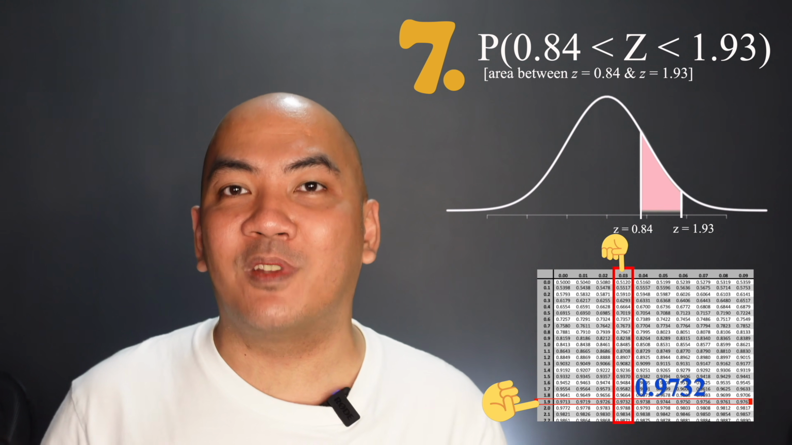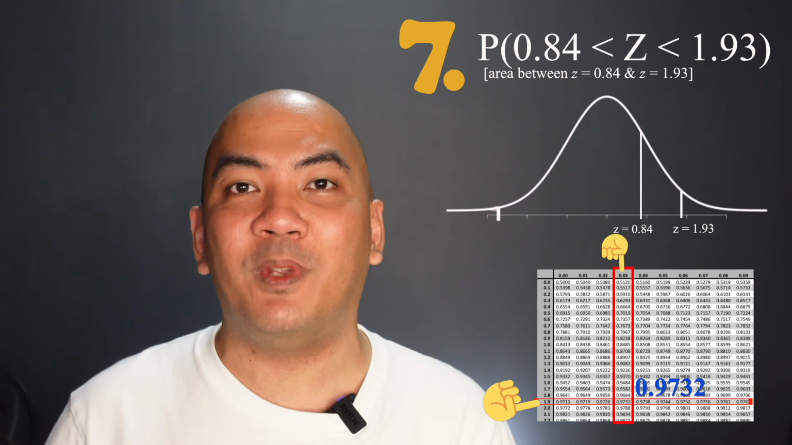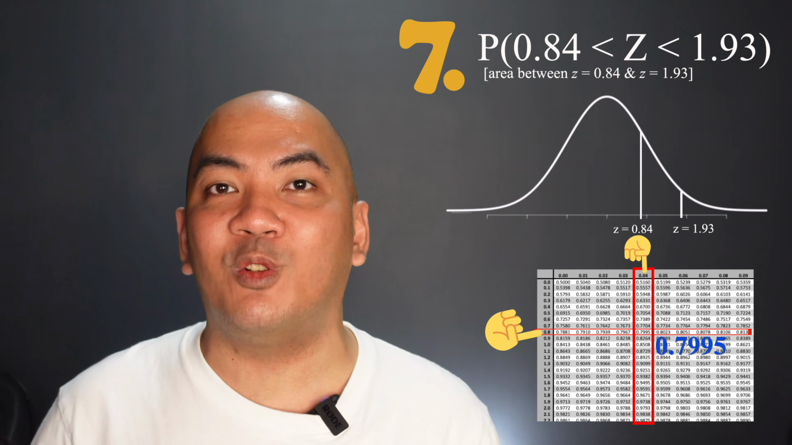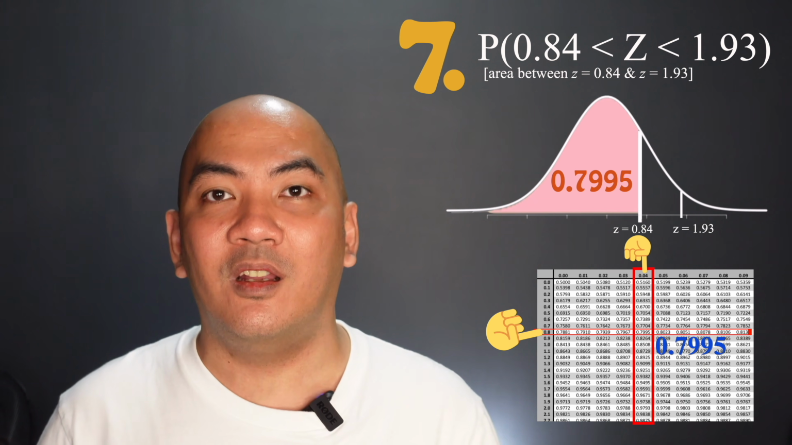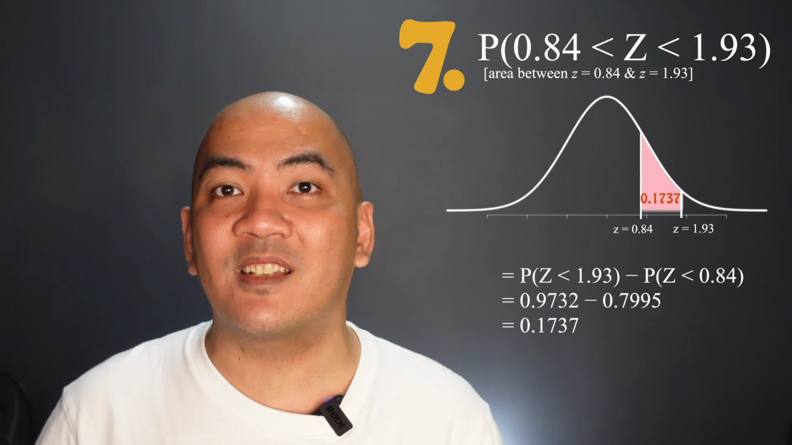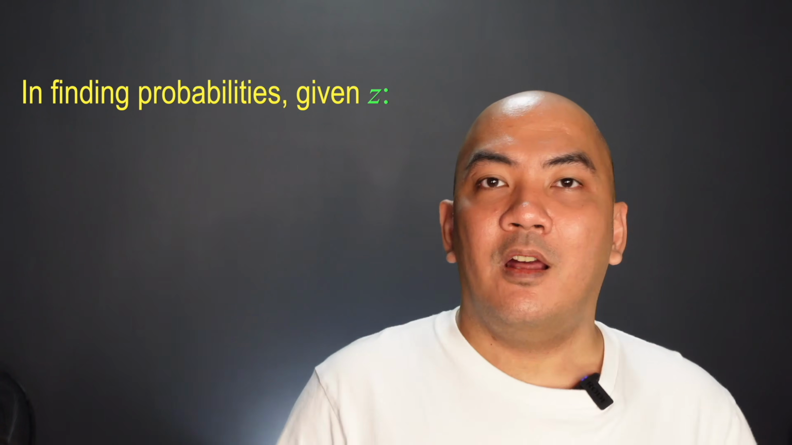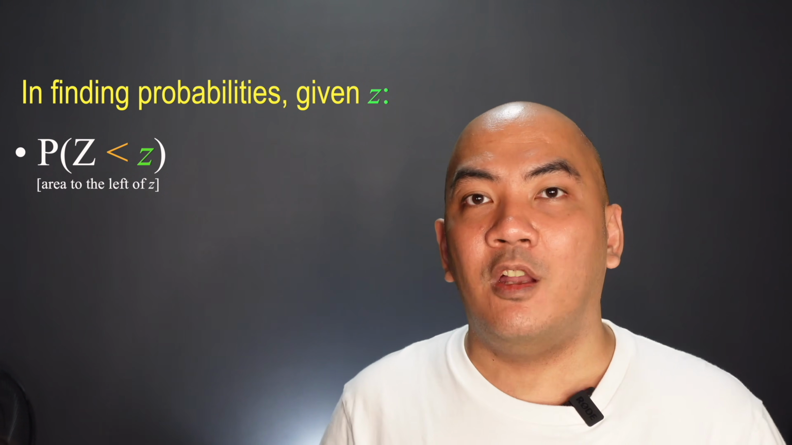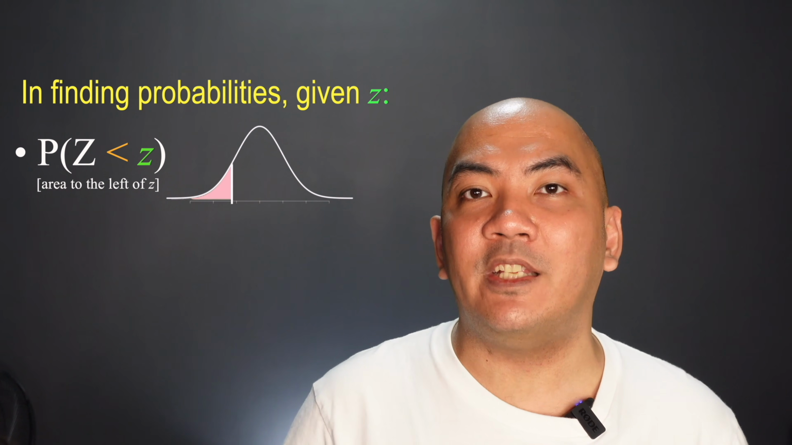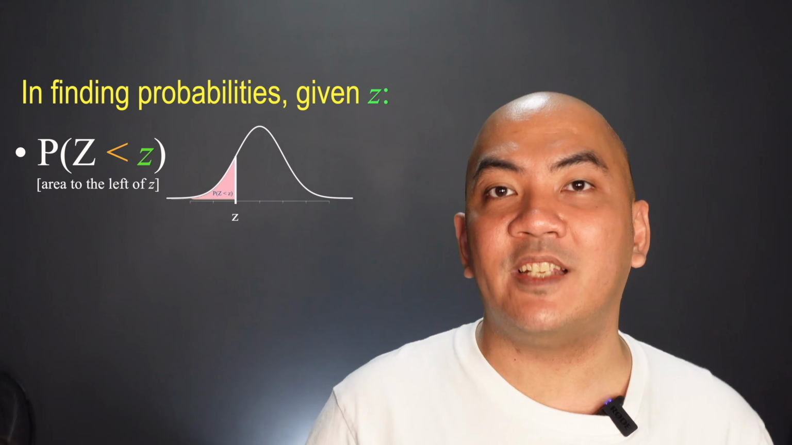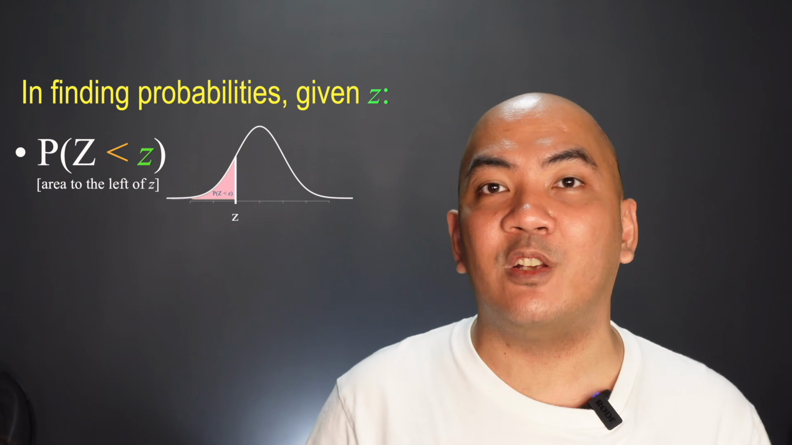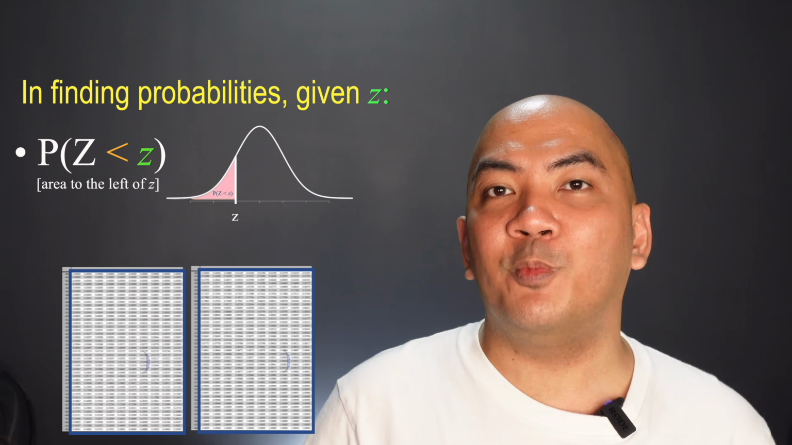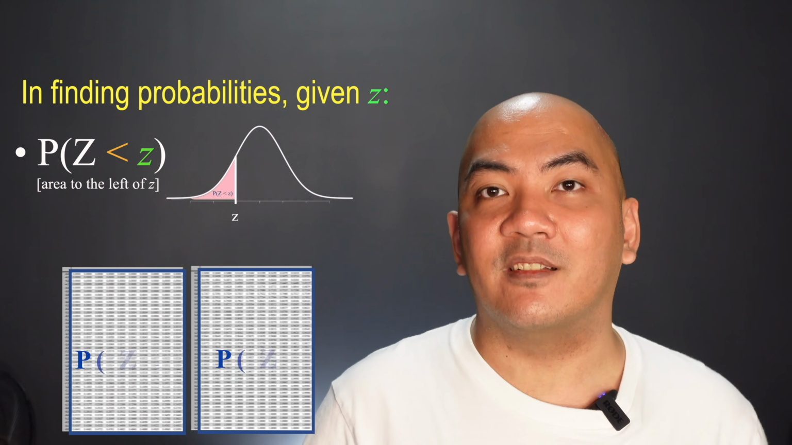have to do is to subtract the probability of z to be less than 1.93 with the probability of z to be less than 0.84, and that gives us 0.1737. Thus, in finding the probabilities given z-scores, whenever you're trying to find the probability of standardized random variable z to be less than a specific value of z, all you have to do is to take a look at the table, find the cumulative probability, and that's it.